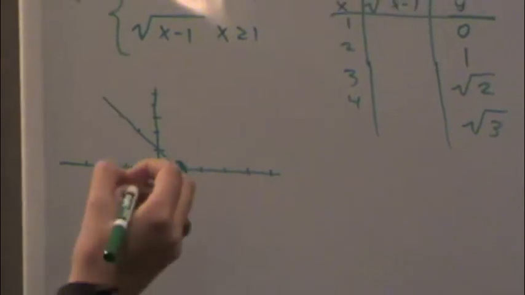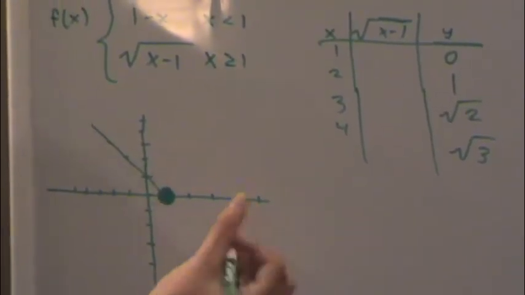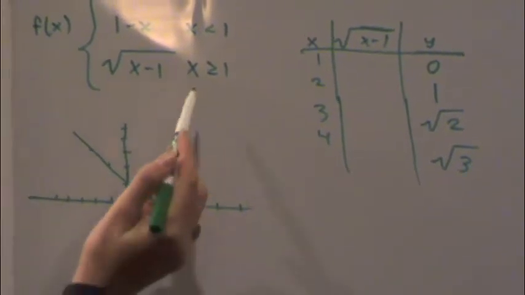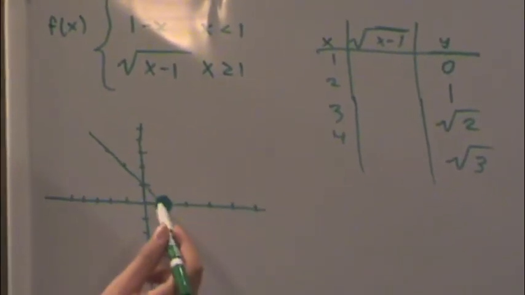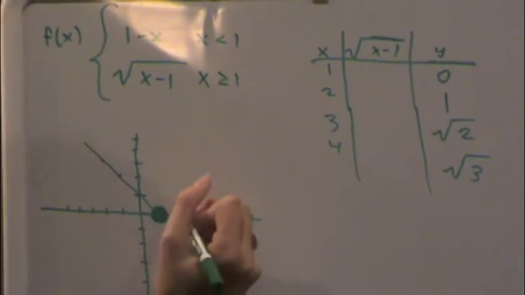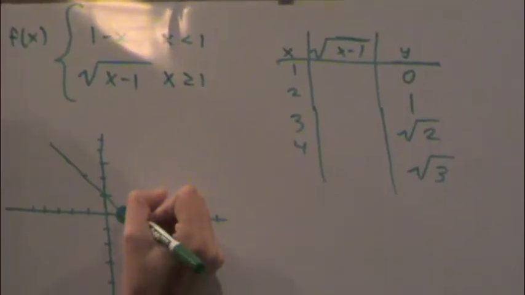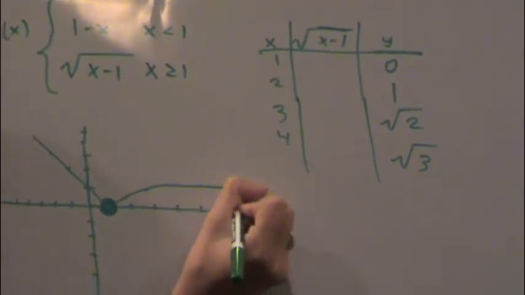So then you just plot these points on the graph. So you have (1, 0), which is here, and since it's greater than or equal to 1, you can make it a closed circle. Then you have (2, 1), (3, square root of 2), (4, square root of 3). So your line looks kind of like this.